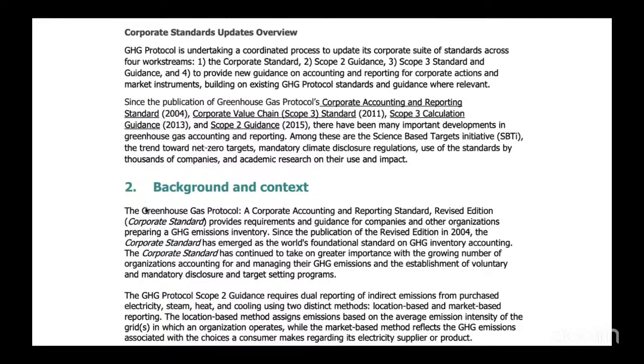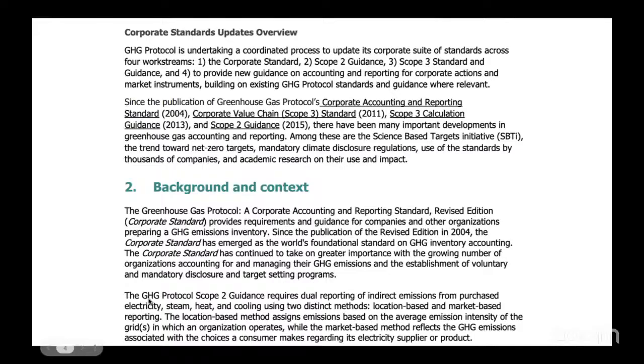Background and context. The Greenhouse Gas Protocol Corporate Accounting and Reporting Standard, Revised Edition, the Corporate Standard, provides requirements and guidance for companies and other organizations preparing a GHG emission inventory. Since the publication of the revised edition in 2004, the Corporate Standard has emerged as the world's fundamental standard on GHG inventory accounting. The Corporate Standard has continued to take on greater importance with the growing number of organizations accounting for and managing their GHG emissions and the establishment of voluntary and mandatory disclosure and target setting programs.